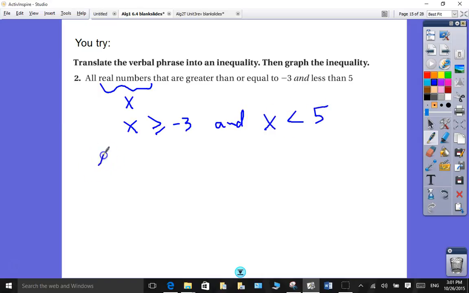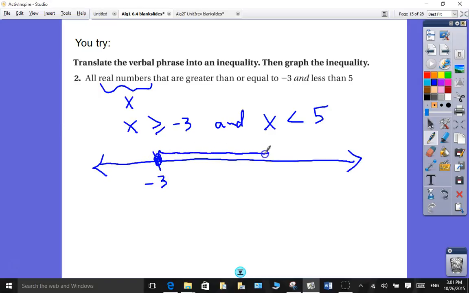But when I put it on a number line, greater than or equal to -3 means closed circle, shaded to the right. Less than 5 means open circle, shaded to the left. But we know for a compound inequality that the only shading that's part of the solution is where these two graphs overlap, and that would be here.